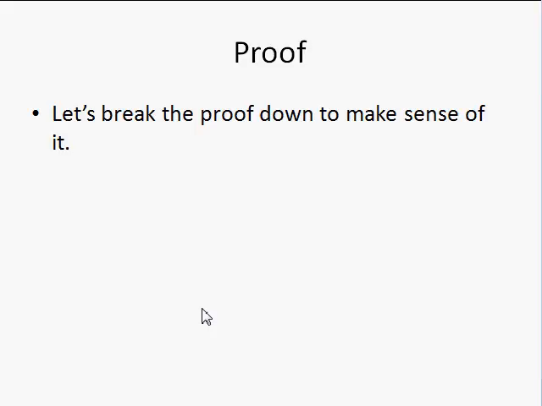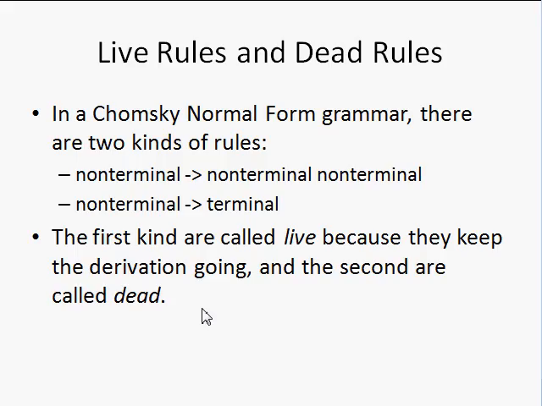Now to prove this, we've got to work. So let's get started on that. First, we need to remember what are live rules and dead rules. I just said, here are the two kinds of rules that you get in a Chomsky normal form grammar. Non-terminal gets replaced by two non-terminals or by a terminal. These rules up here are called live rules because they keep the derivation going. And these rules are called dead because once you've replaced a non-terminal with a terminal, that part of the working string is finished.